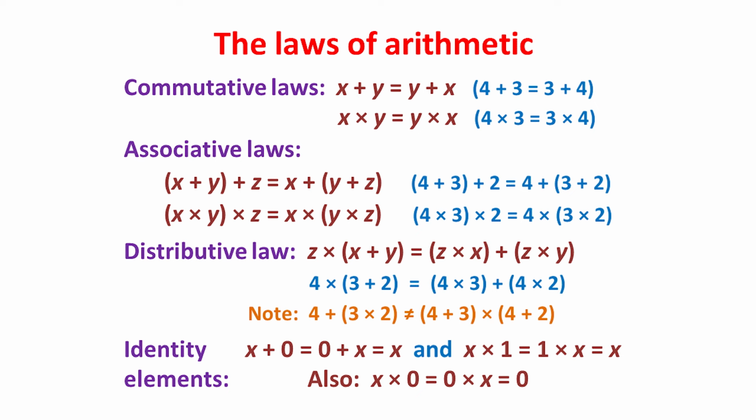And finally, the numbers 0 and 1 play a special role in arithmetic. For addition, if we add 0 to any number in either order, we don't change it. And if we multiply any number by 1, we don't change it. Also, any number times 0 is 0.